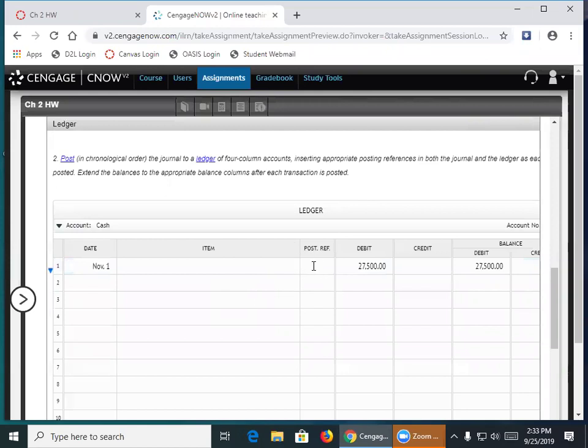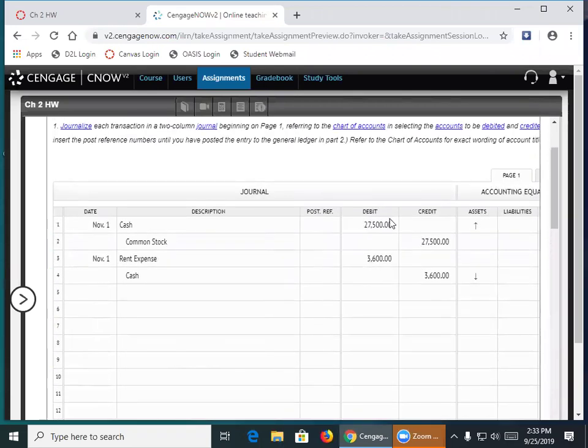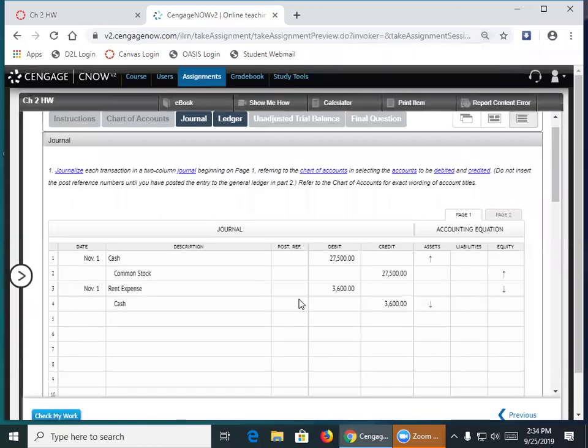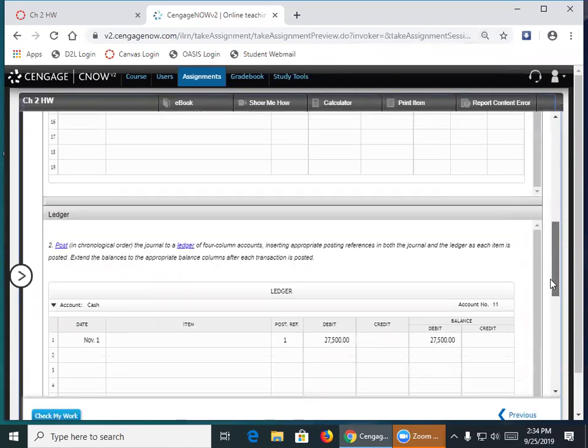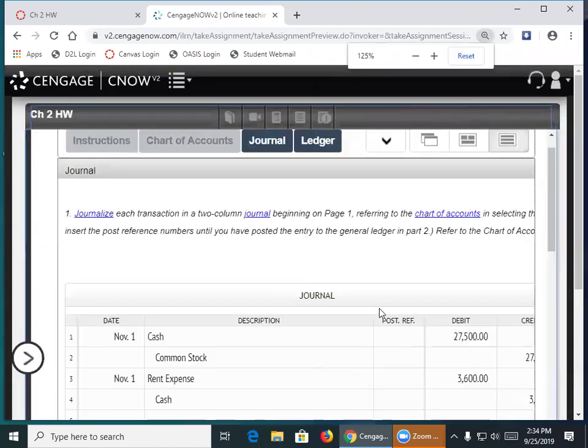The post reference is the last thing we do. I take that off of my journal page, which we're on journal page 1. So my post reference in my ledger would just be the number 1 for journal page 1. My cash account number is 11. So in my journal, under that post reference, I would put 11 next to cash. That's the account number. So in our journal, our post reference is the account number from the ledger. As I post to the ledger, I'm going to put in those post references.